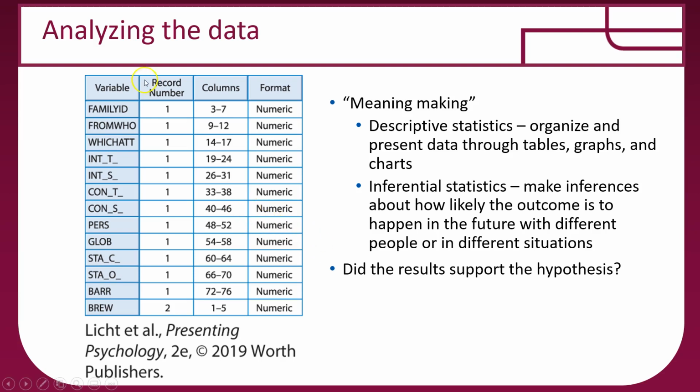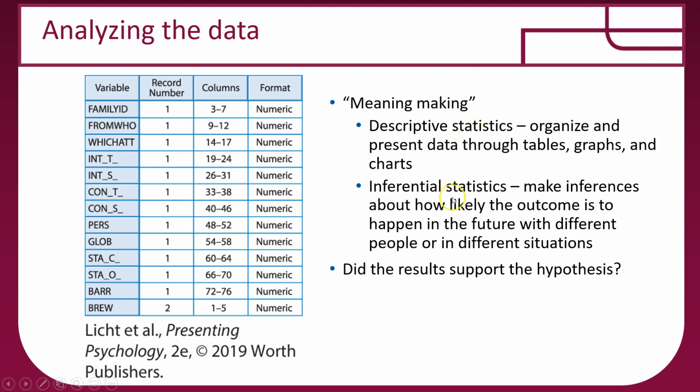After we collect our data, we analyze our data using statistics. This is a little bit of a data set out of a statistical program that we use, called SPSS, and if you take a statistics class, you'll learn how to use it. And so we would start making sense of our data. There are 2 main types of statistics. The first is called descriptive statistics. This is the first step where we take our data and we just organize or describe it using tables and graphs and charts. So we start just looking at the data and describing the data we collected.